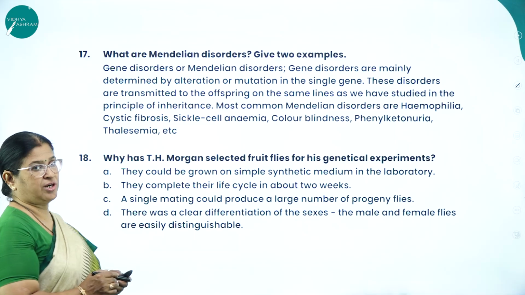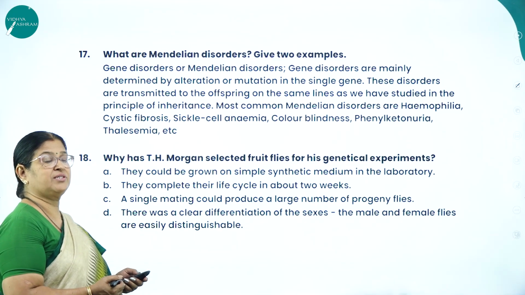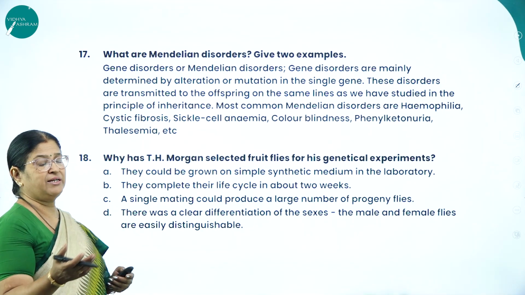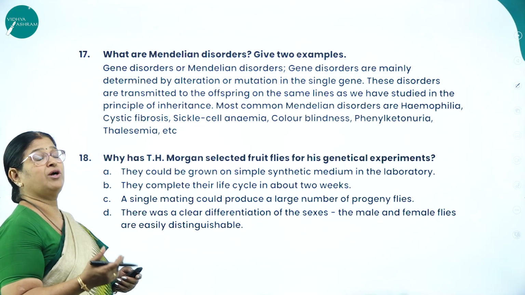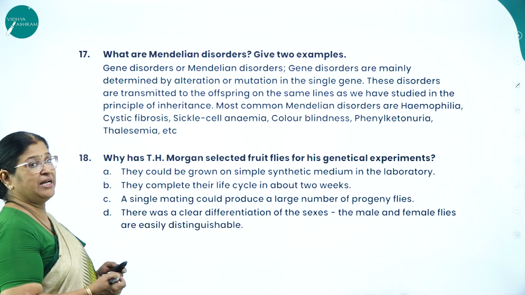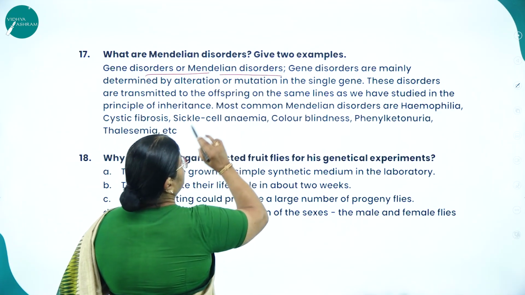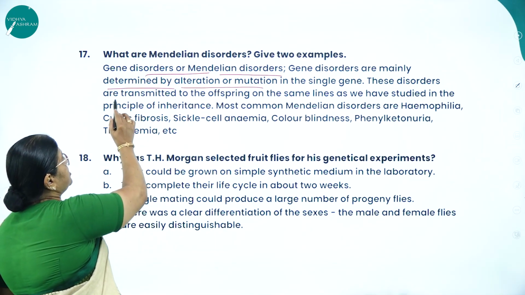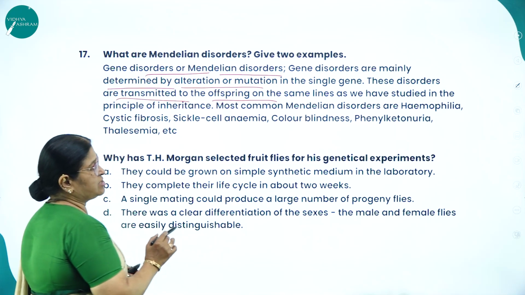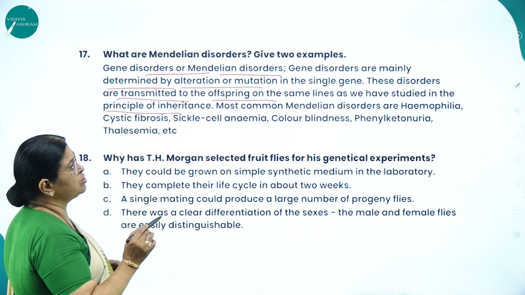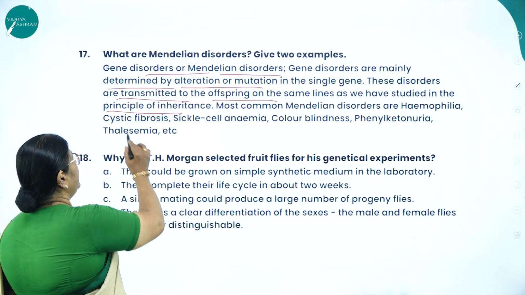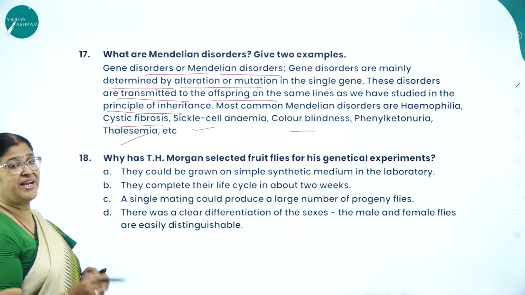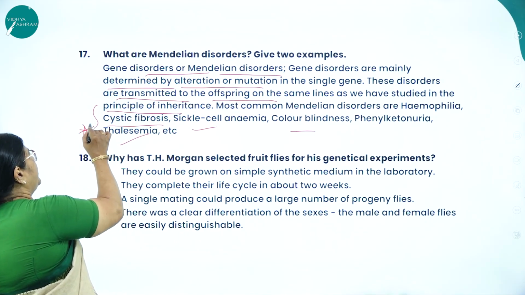Next, what are Mendelian disorders? Give two examples. I already explained in the previous slide that genetic disorders have been broadly classified into Mendelian disorders and chromosomal disorders. So what are Mendelian disorders and what classical examples are you going to give? Gene disorders or Mendelian disorders are mainly determined by alteration or mutation in a single gene. These disorders are transmitted to the offspring on the same lines as we have studied in the principles of inheritance. The most common Mendelian disorders are hemophilia, cystic fibrosis, sickle cell anemia, color blindness, phenylketonuria and thalassemia. The examples are very, very important.